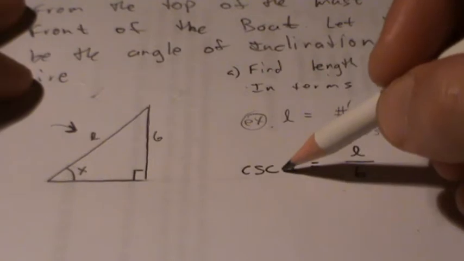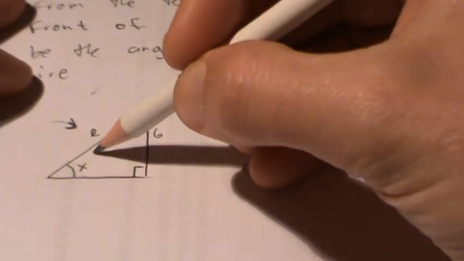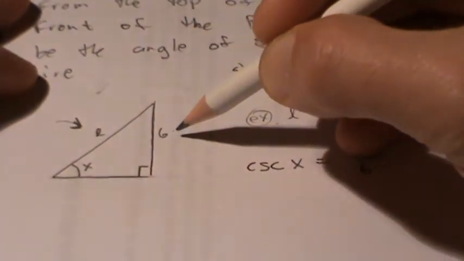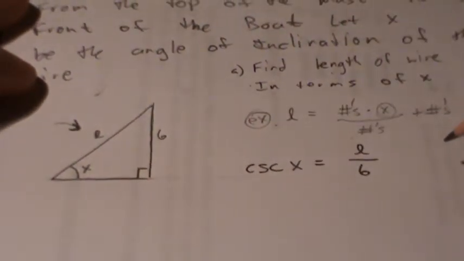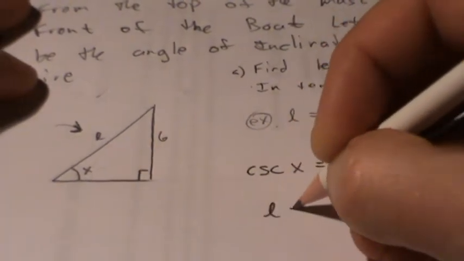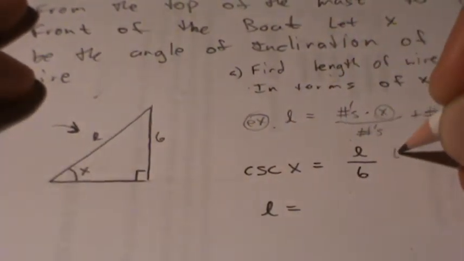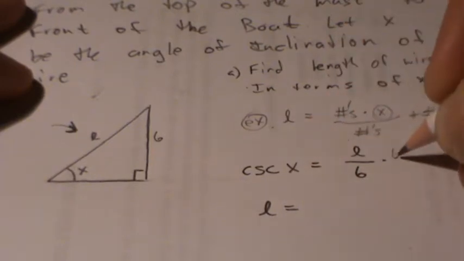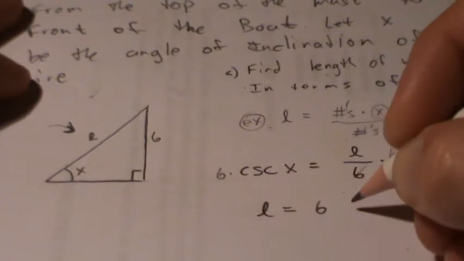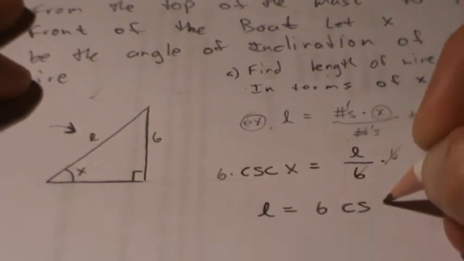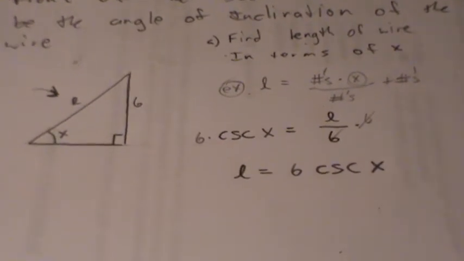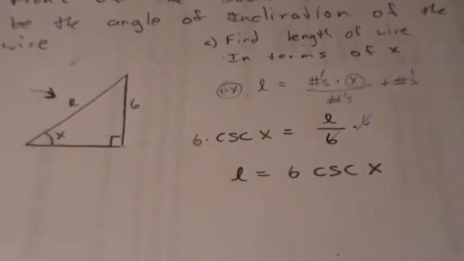Remember, the cosecant is equal to the hypotenuse divided by the opposite. Now if I solve for L, I'm going to multiply both sides by 6, so that'll cancel, and L is equal to 6 cosecant x. So there's my equation.